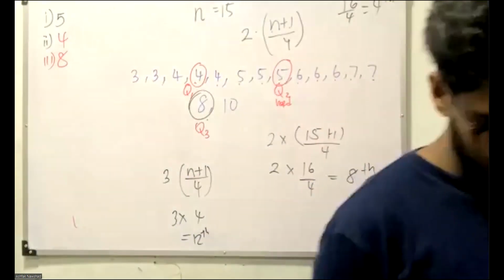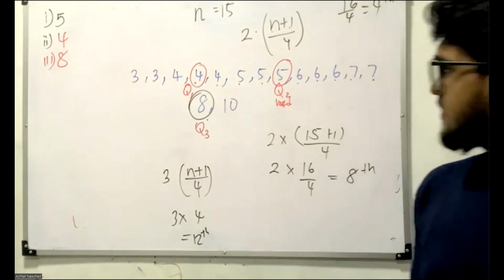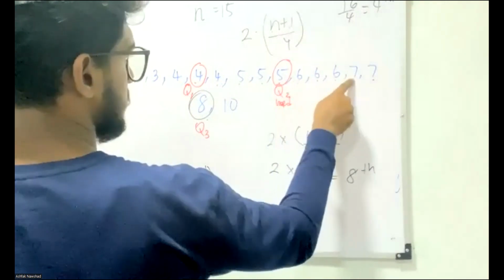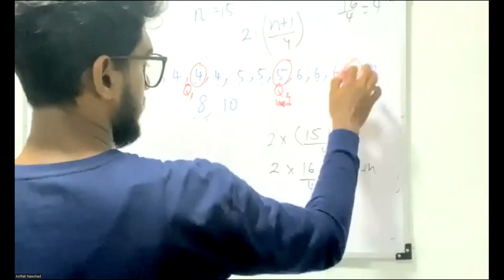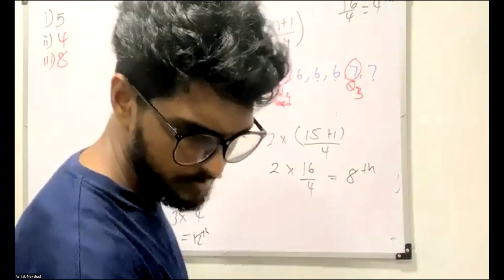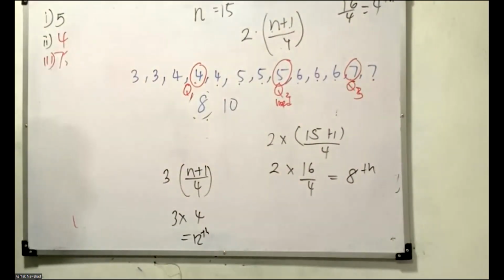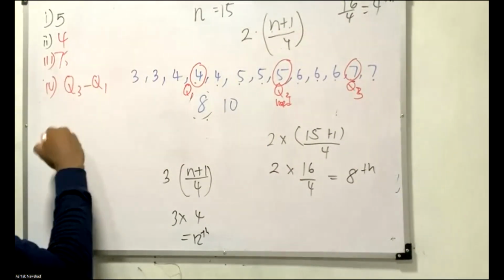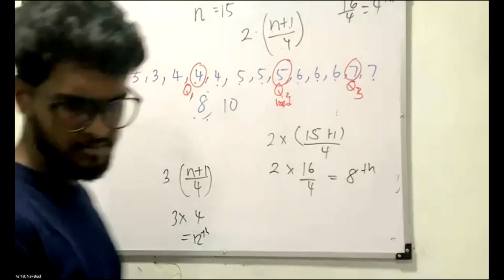Are these clear? Is it 7? 1, 2, 3, 4, 5, 6, 7, 8, 9, 10, 11, 12. Oh, yes, that's 7. Sorry. Here, this is the 12th place. So Q3 is 7. Yeah, sorry about that. And then they're asking for the interquartile range. We know how to find the interquartile range. That is Q3 minus Q1. Q3 is 7 and Q1 is 4. 7 minus 4 is 3.